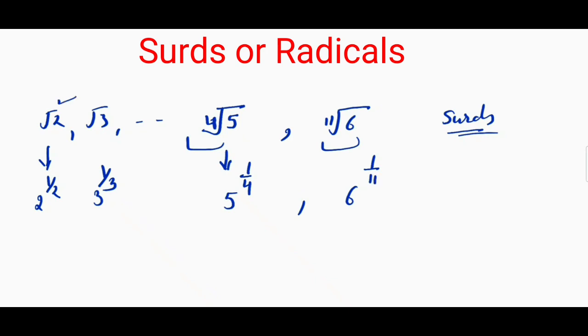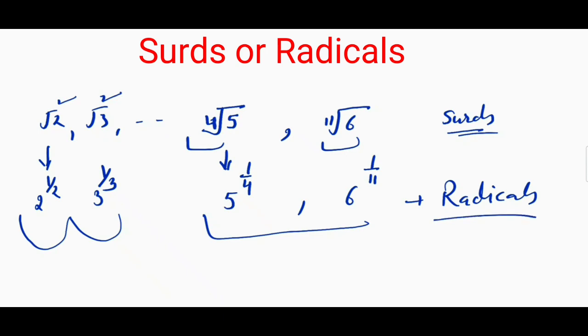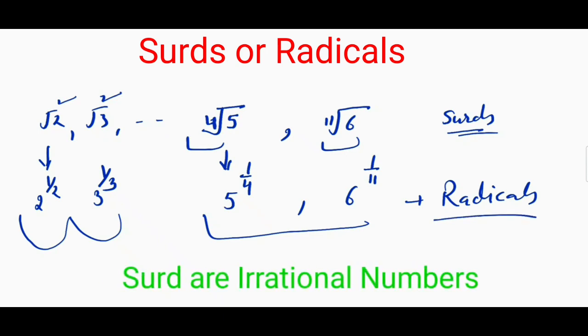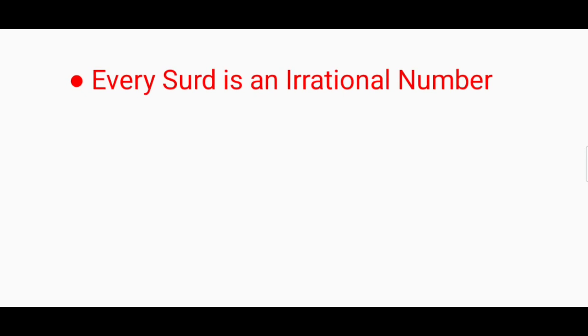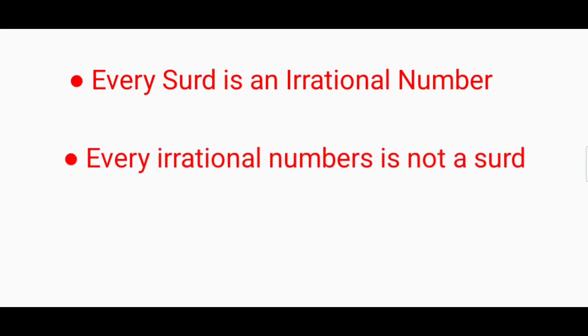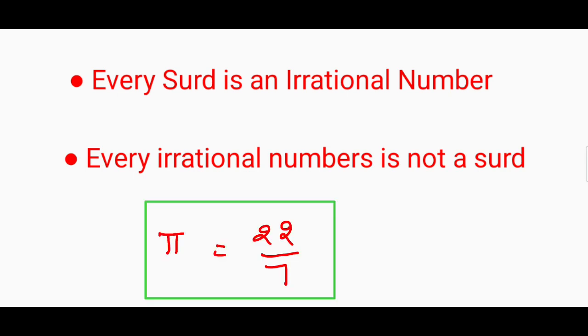Square root of 2, square root of 3, all these are also surds, and we call them radicals also. And these surds or radicals are also irrational numbers. Always remember, every surd is an irrational number, but every irrational number is not a surd. For example, pi. Pi is an irrational number, but it is not a surd.